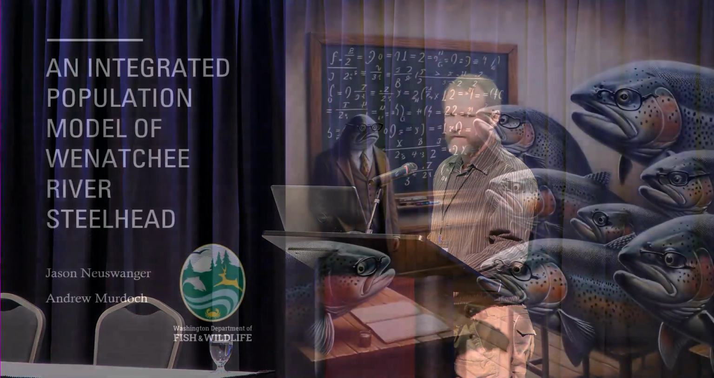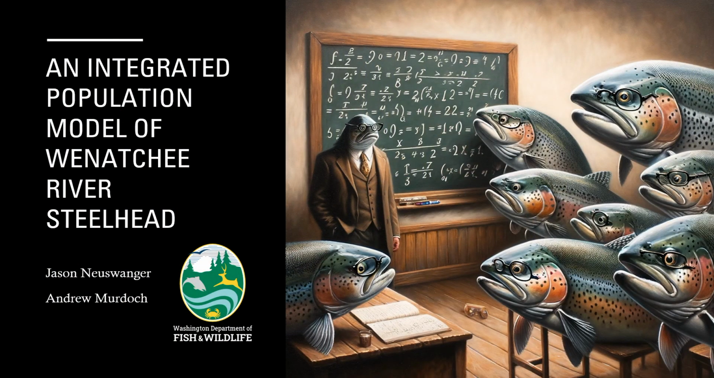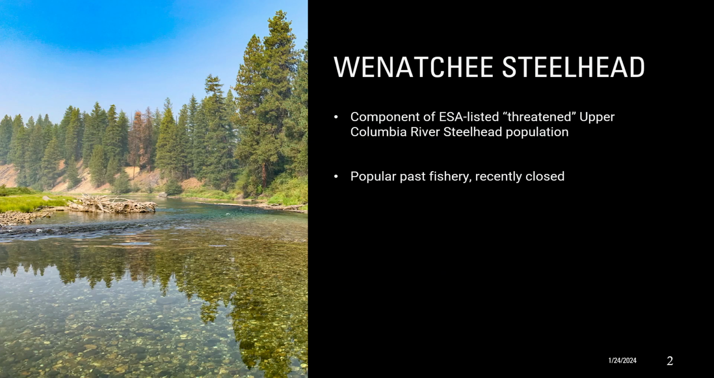Hi, thank you. So today I'm going to be giving a first look at what's very much a work in progress still on a population model for steelhead in the Wenatchee. I imagine that these fish need no introduction here, but just in case you missed the first several talks, this is steelhead that spawn in the Wenatchee as part of the ESA-listed Upper Columbia steelhead population. In times of greater abundance, it used to support a bit of a sport fishery, but that's been closed down recently.